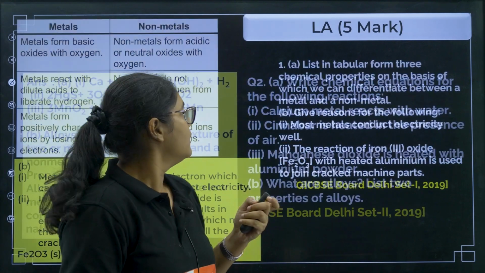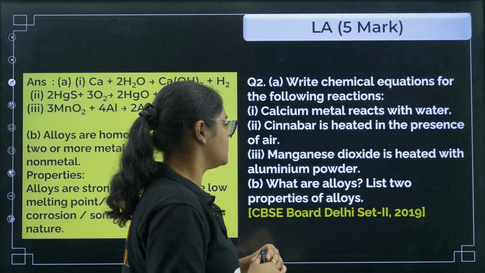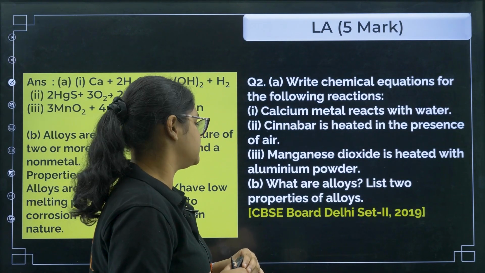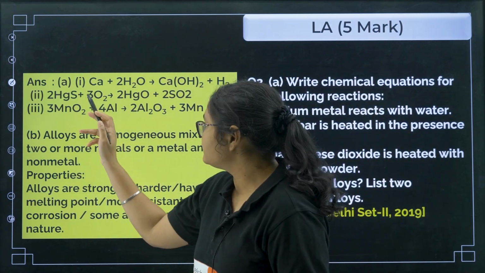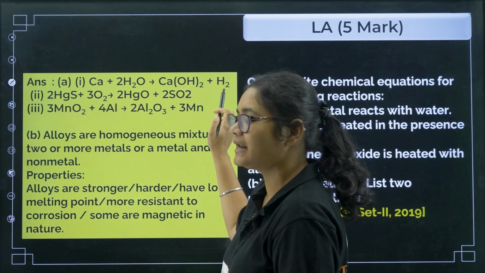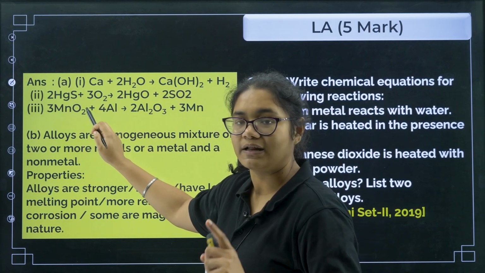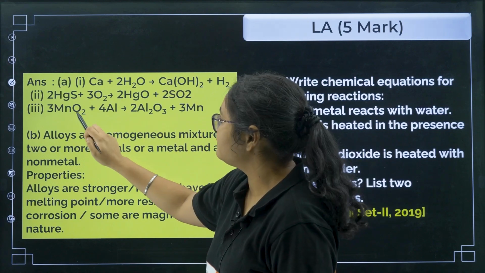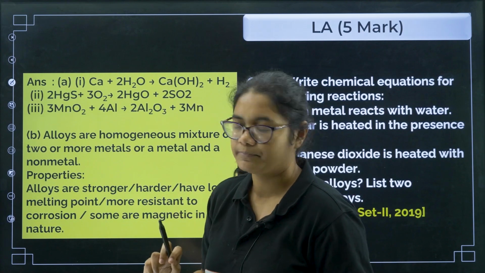Okay, next we have write the chemical equations for the following. Calcium metal reacts with water, cinnabar is heated in the presence of air, manganese dioxide is heated with aluminium powder. What are alloys? List at least two properties of alloys. So first of all you have to write the reaction. Calcium reacts with water to give you calcium hydroxide and H2. HgS, that is cinnabar. You should know the name of the ore, that is cinnabar is HgS, reacts with O2 to give you HgO plus SO2. Then we have MnO2 plus aluminium. So that is your Al2O3 plus Mn.